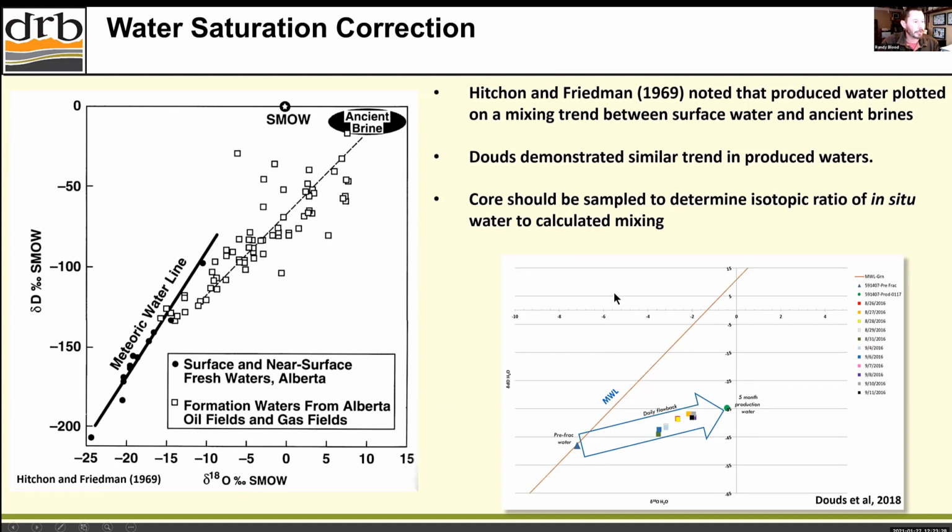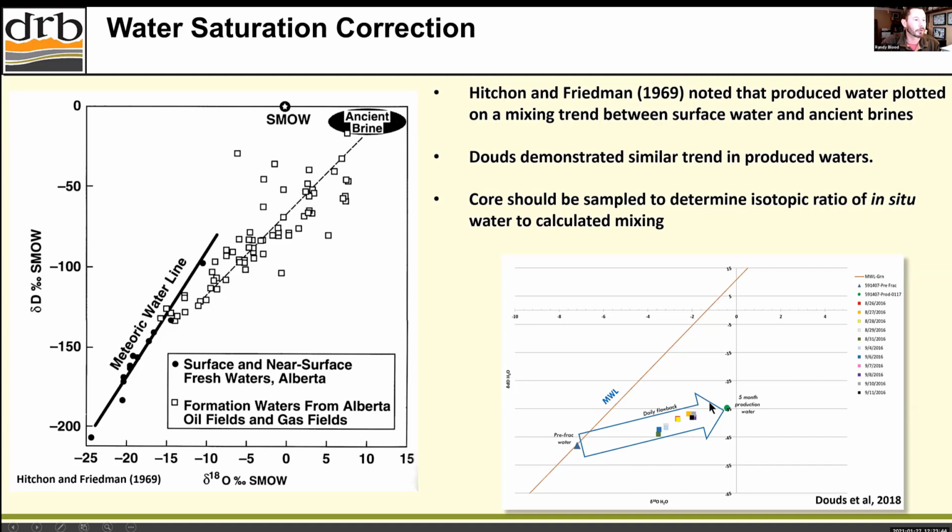And so Ashley Dowd started sampling this water from flowback. And the idea was we had the chemistry of the water we pumped in, and we should be able to see this progressing towards some ancient brine as production went on.